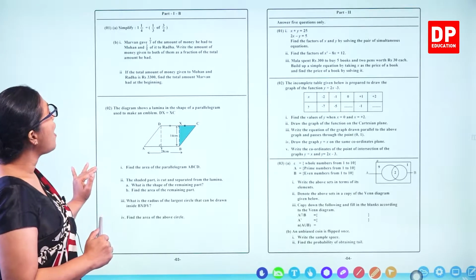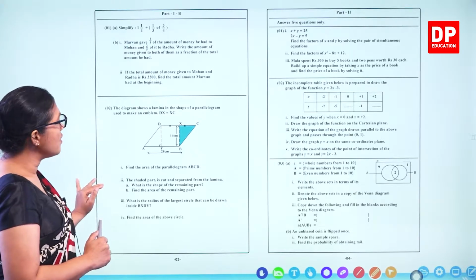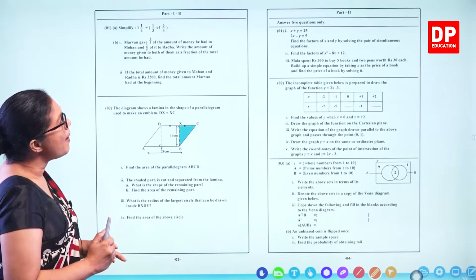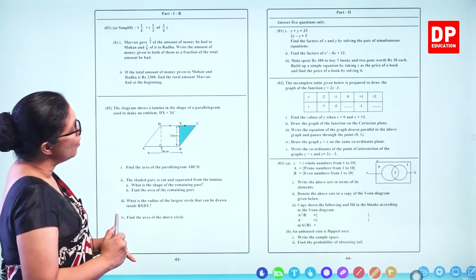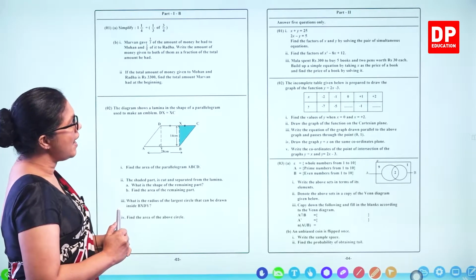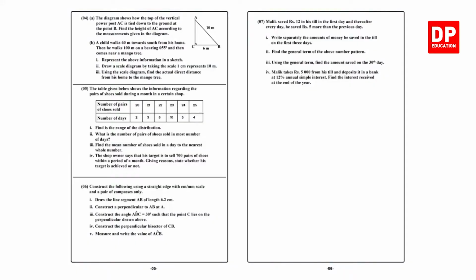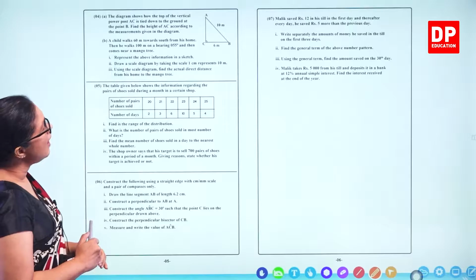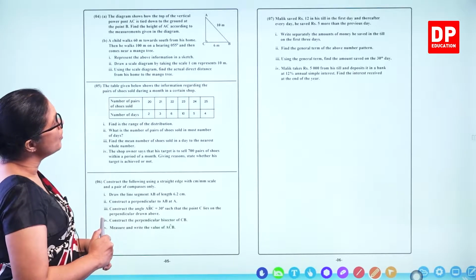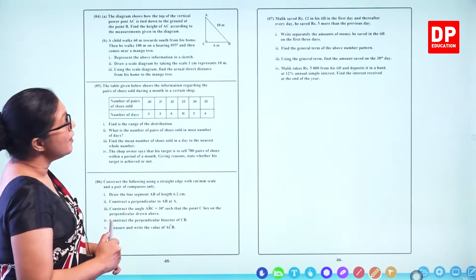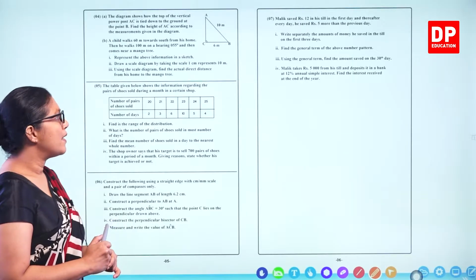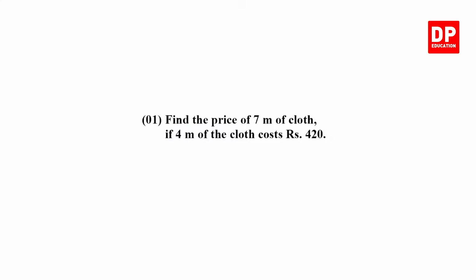So try part 1B, 2 questions. And then part 2, you get 1, 2, 3 there. And the next page, 4, 5, 6. And the last page, you get 7. So let's do this paper. Let's do question number 1.